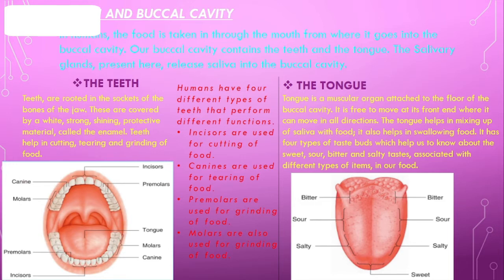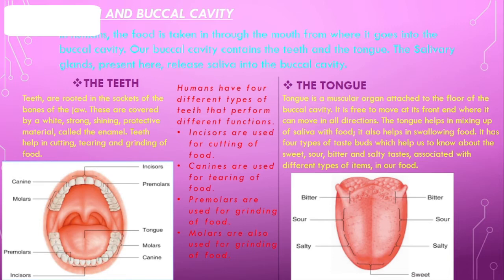The salivary glands present here release saliva into the buccal cavity. The teeth. Teeth are rooted in the sockets of the bones of the jaw. These are covered by a white, strong, shining protective material called the enamel. Teeth help in cutting, tearing, and grinding the food. Humans have four different types of teeth that perform different functions.